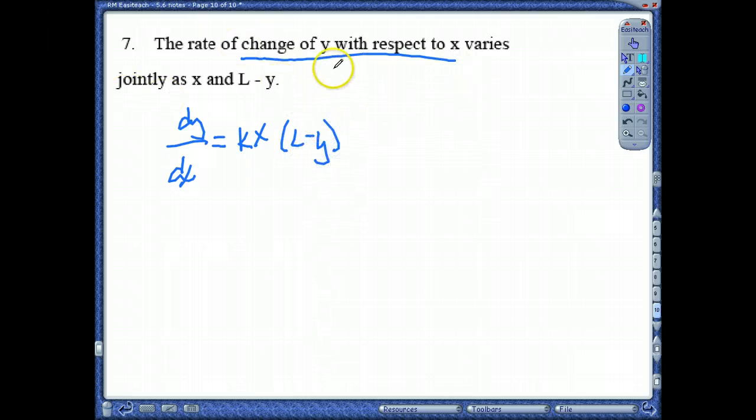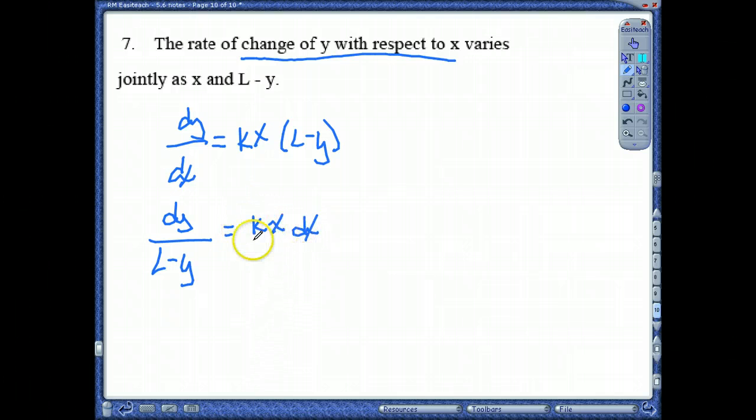It's direct variation, okay? As long as it doesn't say inverse, it's going to be multiplication. So even though it says jointly, it doesn't say inverse, so it's all multiplied together. So this one's going to be very much like the last one we did. We're going to separate our variables, which means we're going to divide both sides by L minus y. And L is just a constant, so it's just like the last example with a 1. Doesn't matter. And we're going to multiply both sides by dx.